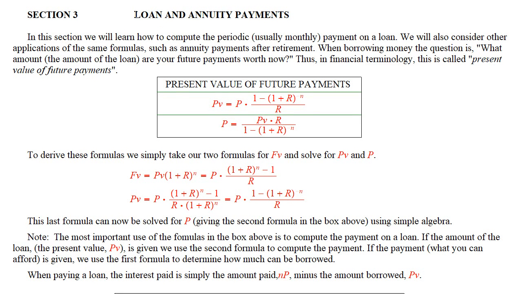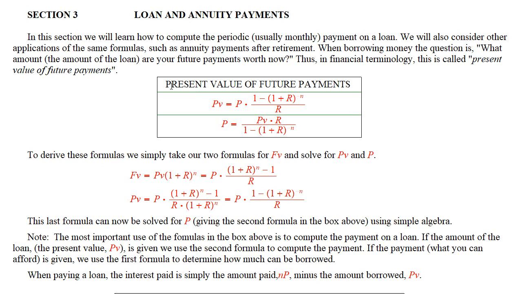So here in section 3, we're going to consider loan and annuity payments. An annuity is just a savings vehicle that will pay you an income, usually in retirement, usually a lifetime income, sometimes for a fixed period of time. So what we're going to do is derive payments for a loan and then the loan amount.